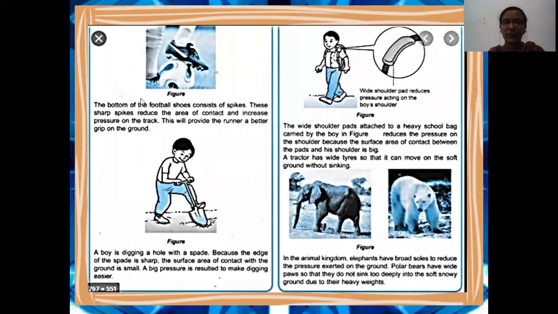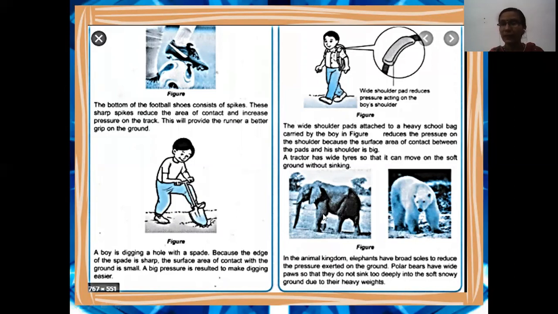As in our daily life, what happens? The role of pressure in our daily life: as you can see, football shoes consist of spikes. So why? To reduce the surface area. Similarly, the wide shoulder pad reduces the pressure acting on the boy's shoulder. Now the pads on the shoulder increase the area, so pressure will decrease.